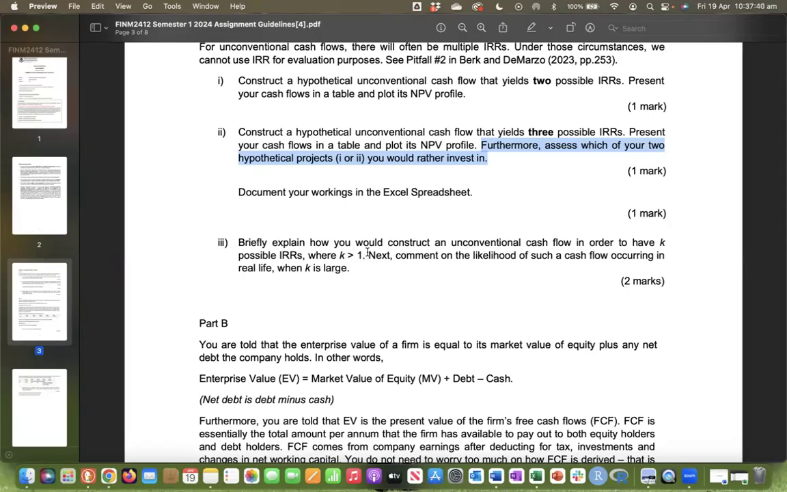Finally, comment on the likelihood of such cash flows occurring in real life when K is large. So that's going to be a really interesting part to comment on in your report, where you can pull maybe an empirical study or discuss examples that you've experienced in your own life as to whether or not having unconventional cash flows is really a possibility in the real world. So really noting when K is large here.